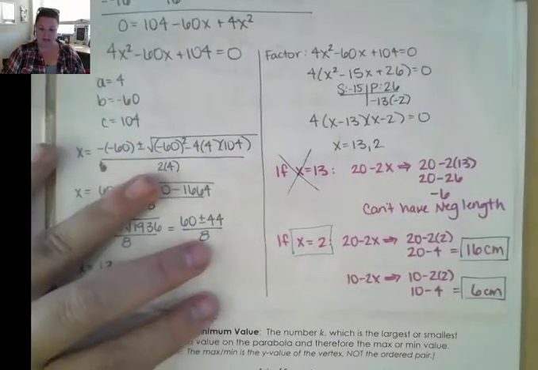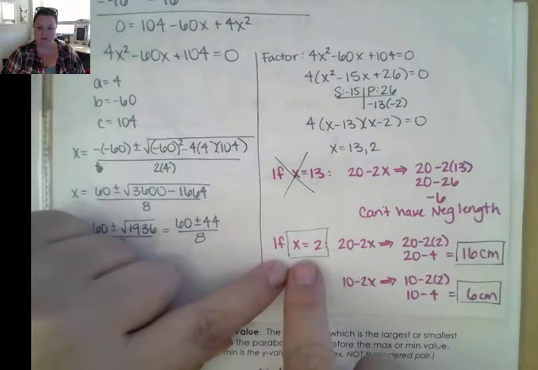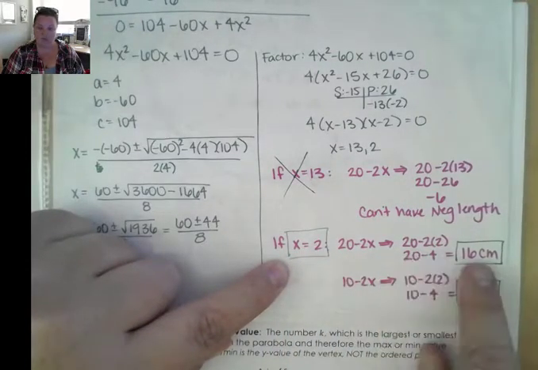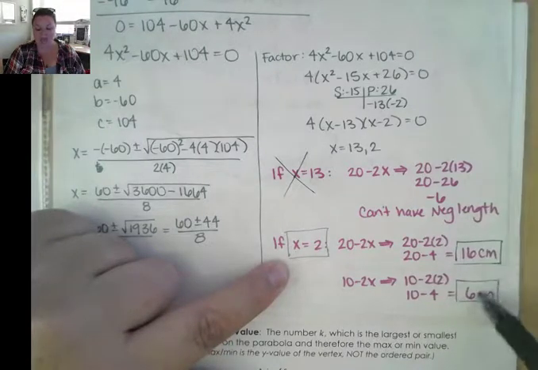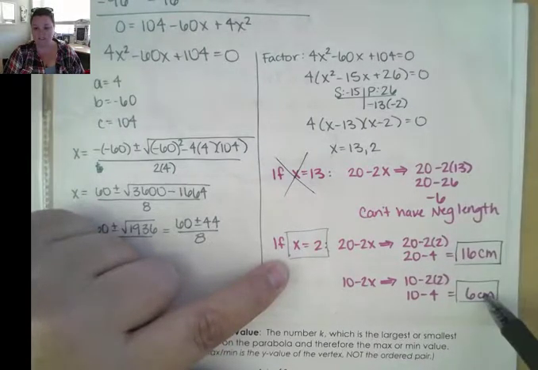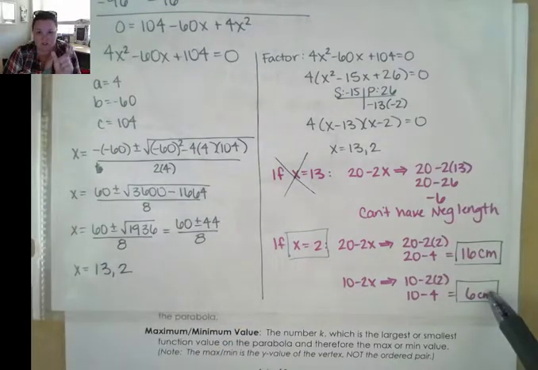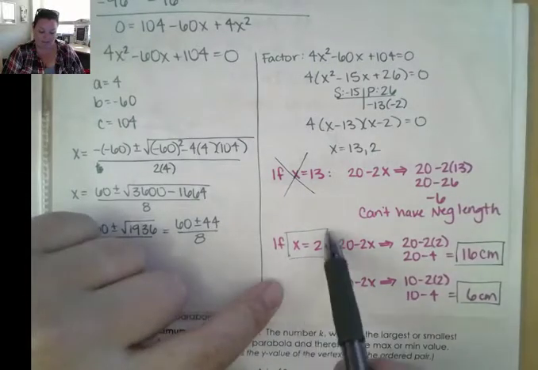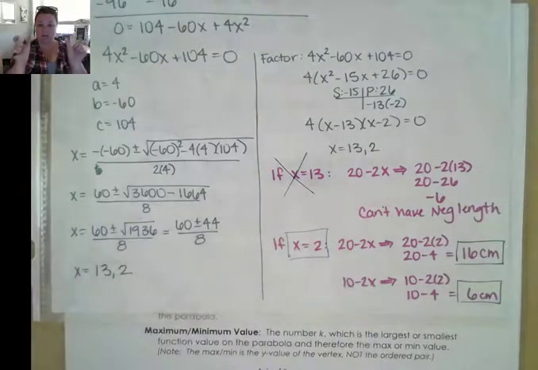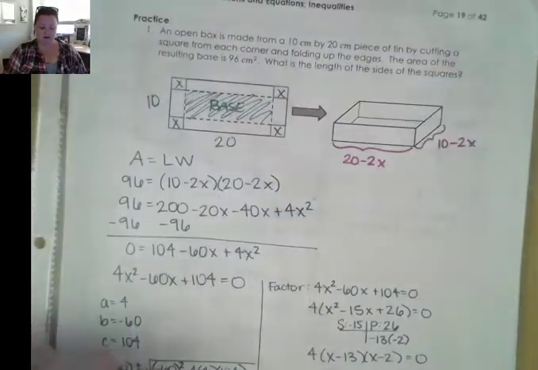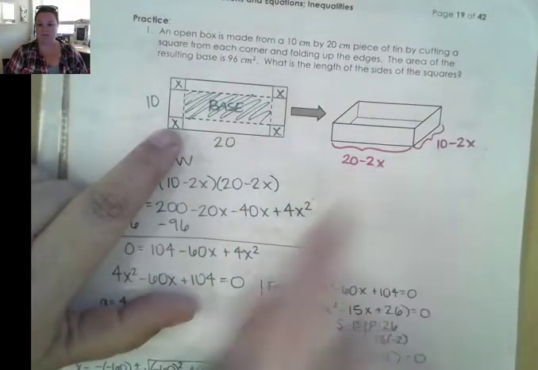Now I actually went ahead and plugged it in and made sure that when I plug it into our width, we get a positive, and when we plug it into our length, we get a positive. But it didn't ask me for the actual dimensions, so this is really not my answer. The only thing it asked me for is what is the distance of that little square we were cutting out. So my answer is actually just 2 centimeters, because that's how much we're cutting off of each end in order to create this box.